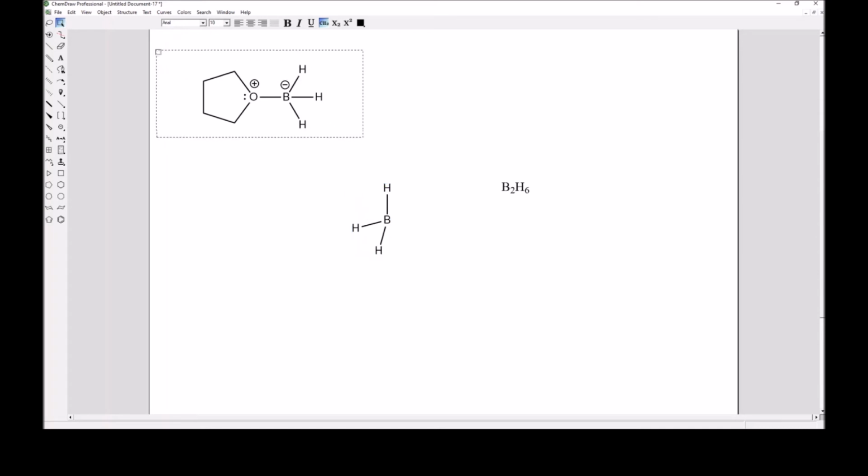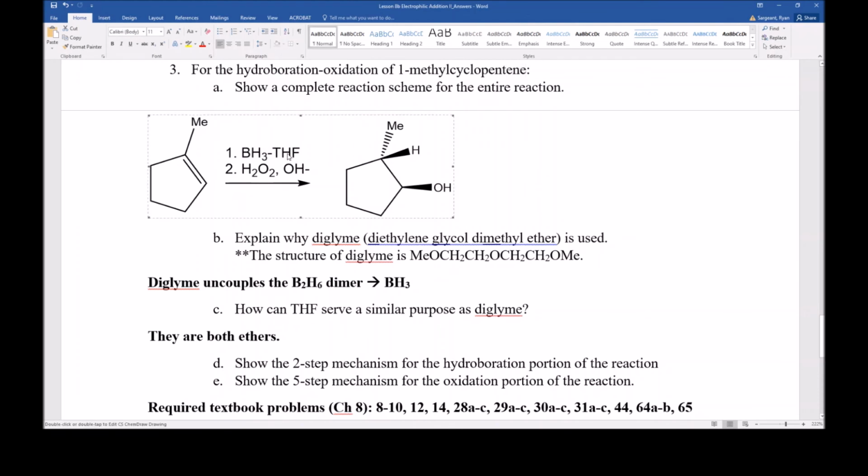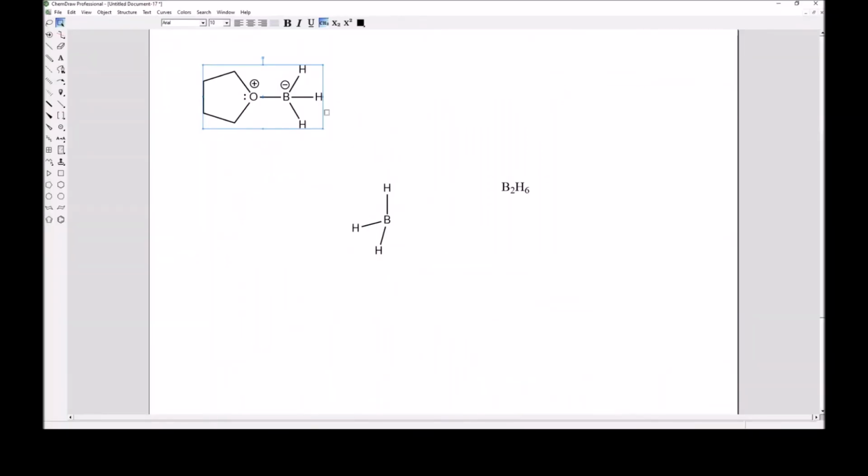And so this particular structure is written as BH3-THF, and that's what I have written right up here in the reaction scheme, and this is kind of what that structure looks like.